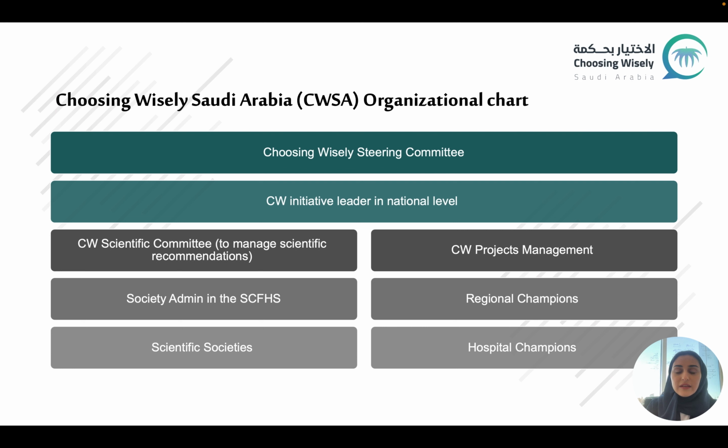In this slide, it shows the organizational chart of Choosing Wisely. As you can see, Choosing Wisely Saudi Arabia has a steering committee. Below that, we have the Choosing Wisely initiative leader and the core team. And we have two main tracks to implement this initiative in our country. The first part is the scientific committee.